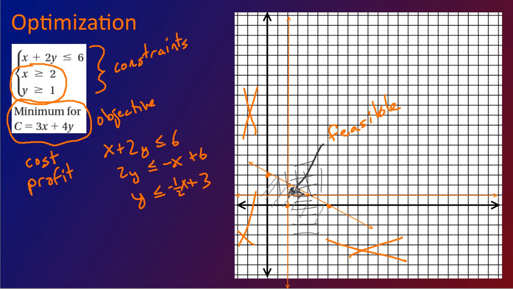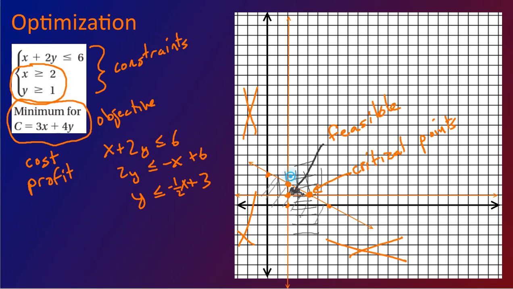Now since I do have equal to, I have these points. And where all my graphs meet, those are going to be called my critical points. And generally my answers are one of these points, so I need to figure out which one.